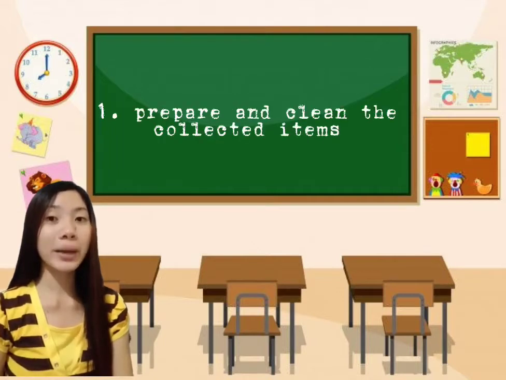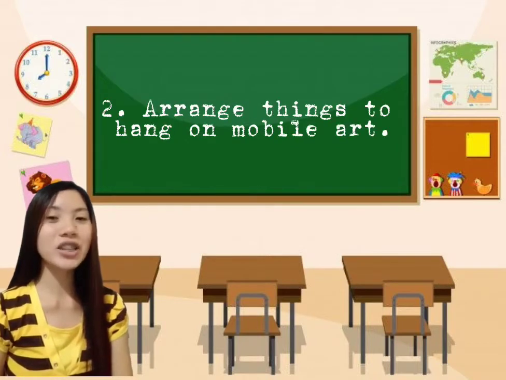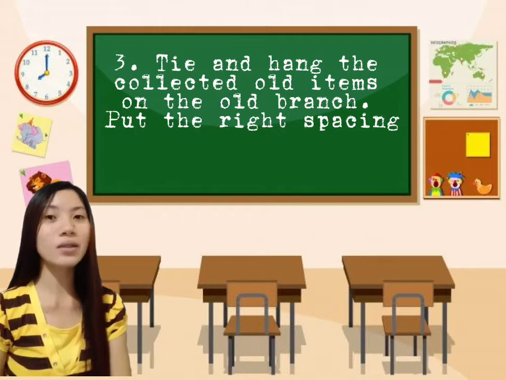First, prepare and clean the collected items. It can be washed and dried, wiped with a rag, or cleaned with an old brush. Second, arrange things to hang on mobile art. Tie and hang the collected old items on the old branch.